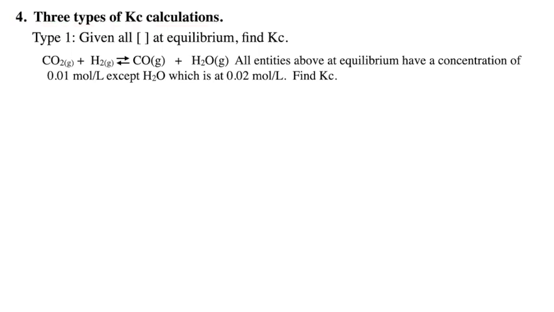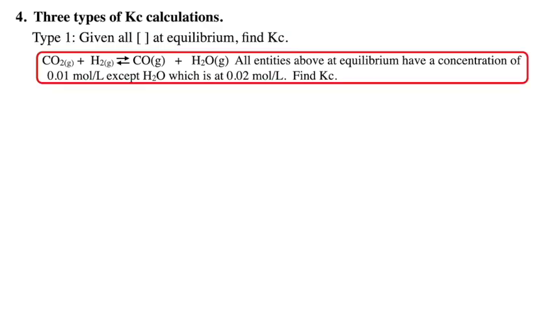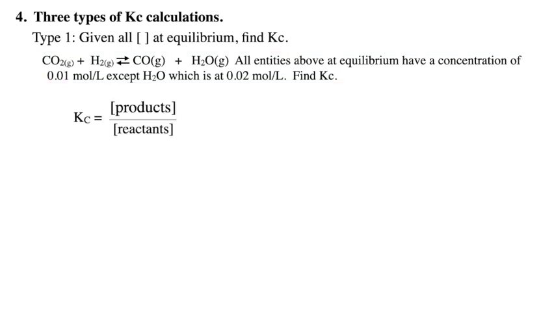Here's the first type. You're given all concentrations at equilibrium and you find Kc. There's your formula. All entities above at equilibrium have a concentration of 0.01 except water, which is at 0.02. Find Kc. So it's just plug it in and calculate. Okay, here's chemistry. Kc equals concentration of products over reactants. Okay, figured that out. Kc equals CO times water divided by CO2 and H2.